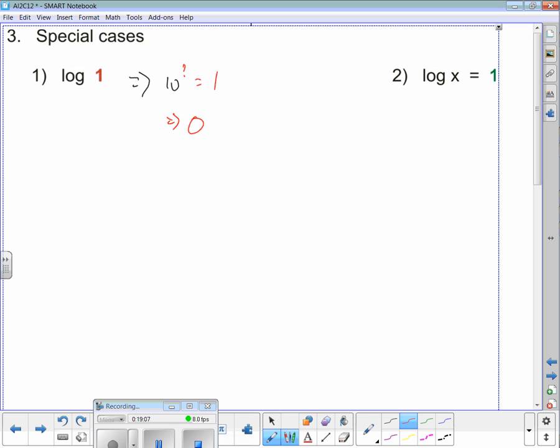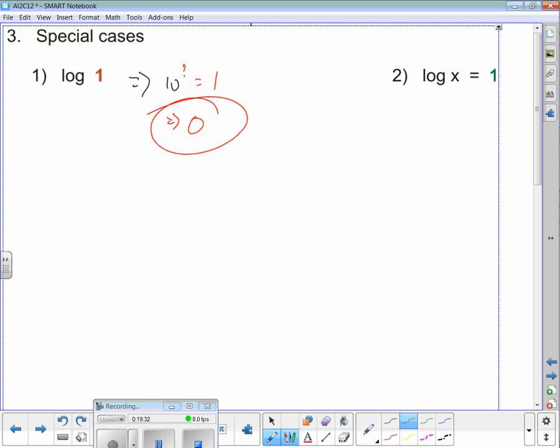Always, always, always, because any base to the 0 power is the base divided by itself, and that's 1. So if this was base 3, result 1, it would be 3 to the 0 power is 1. Base 2.5 to the 0 power is 1. No matter what the base is, if the result is 1, then the value of the exponent is always 0. The value of the logarithm is always 0.